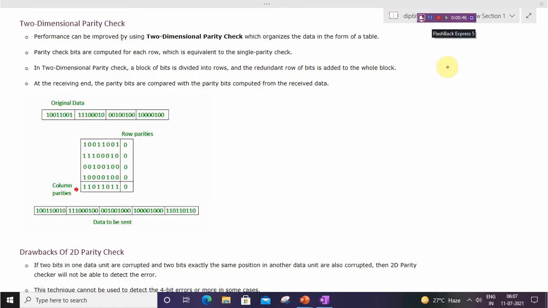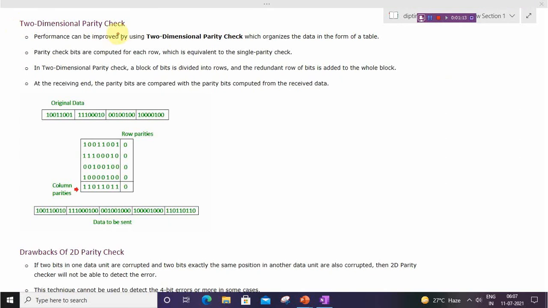As we know, in single parity check, we can detect an error if there is only one bit error. If more than one bit is corrupted, we cannot detect it by using single parity check. To overcome this drawback, we use two-dimensional parity check. So let us discuss two-dimensional parity check.